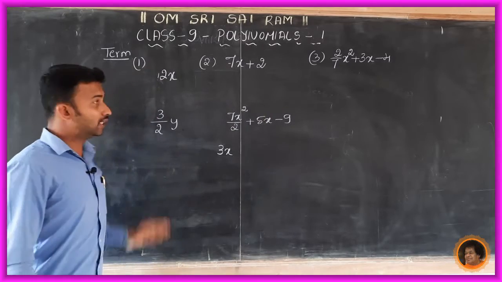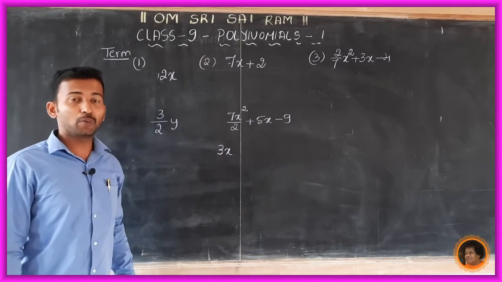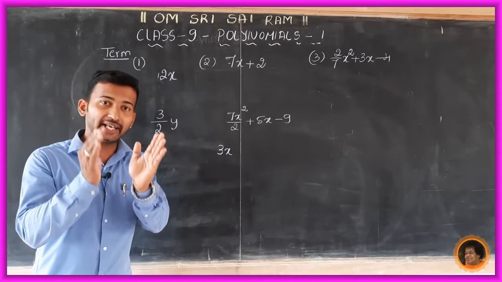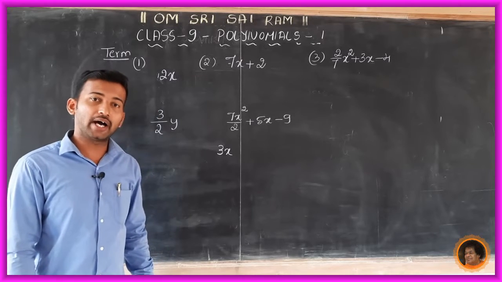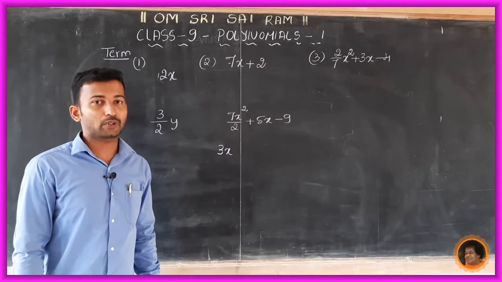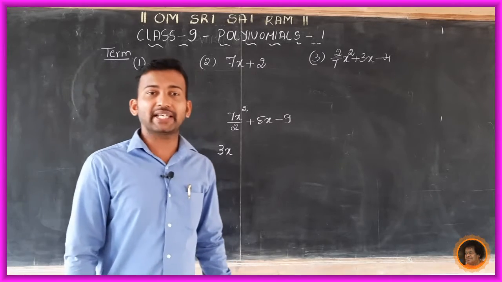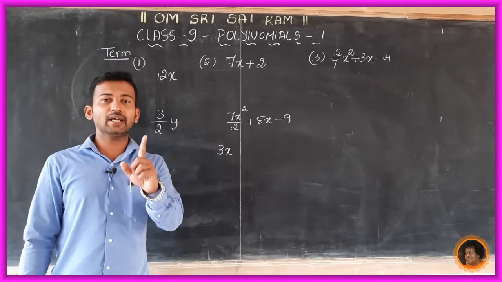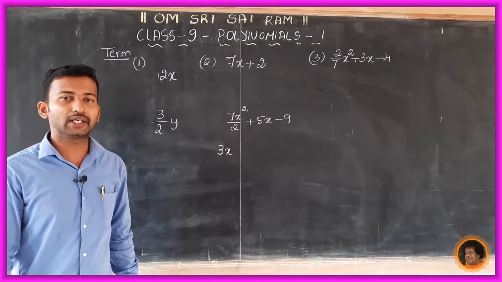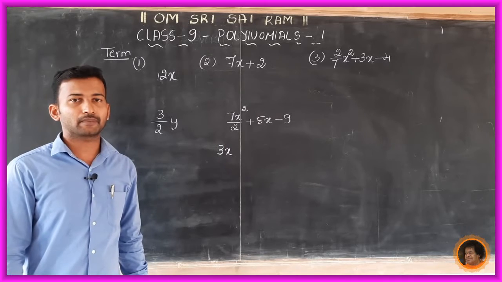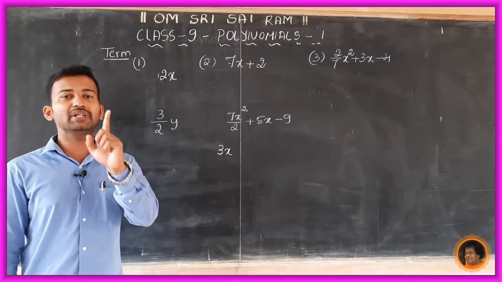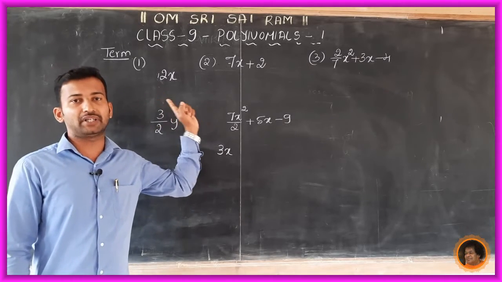Students, in these three examples, observe that all the variables have positive powers or non-negative integral powers. So, an algebraic expression in which the variables have non-negative integral powers is called a polynomial. What is the definition of polynomial? An algebraic expression in which the variables have non-negative integral powers.